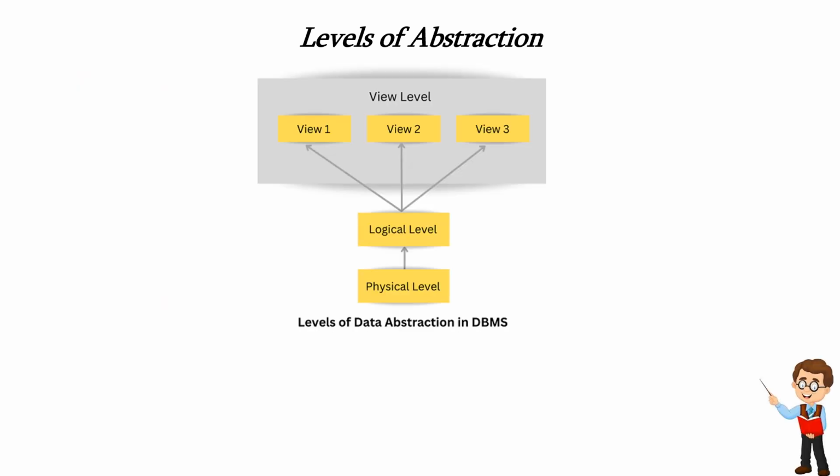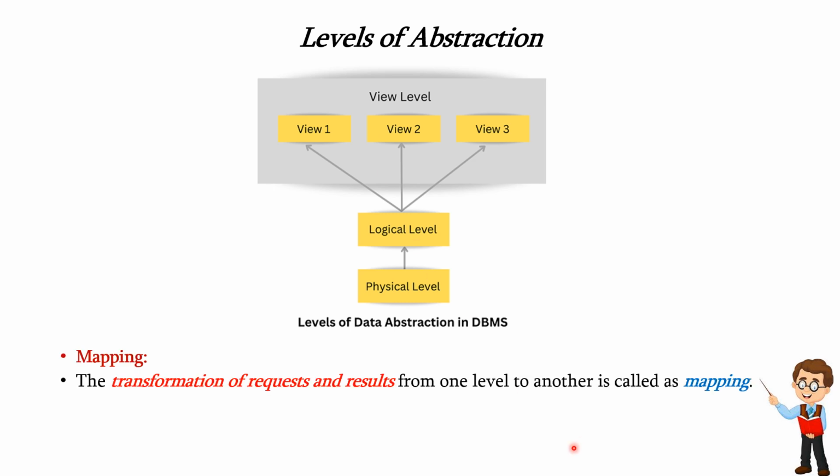So this is the diagram illustrating the levels of data abstraction in DBMS. At the bottom we have physical level, the intermediate level is logical level, and at the top we have view level. Here the end users will interact with the database by raising queries. The transformation of the requests and results from one level to another is called mapping. We are passing the information from one level to another level, and that transformation request is called mapping.